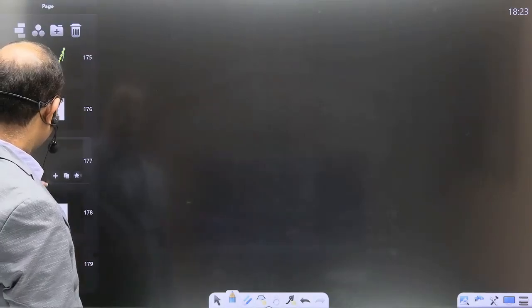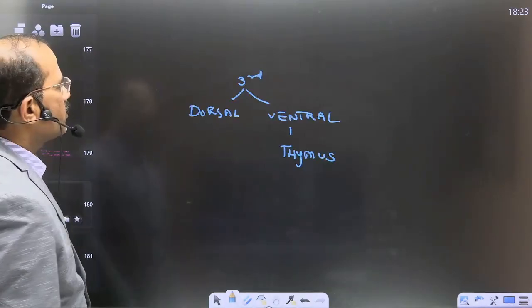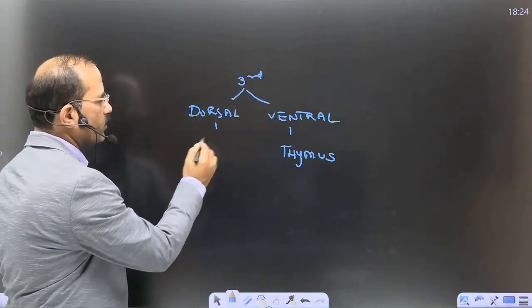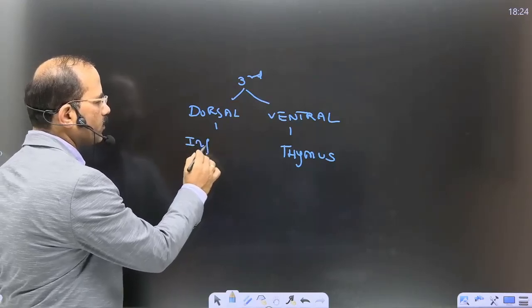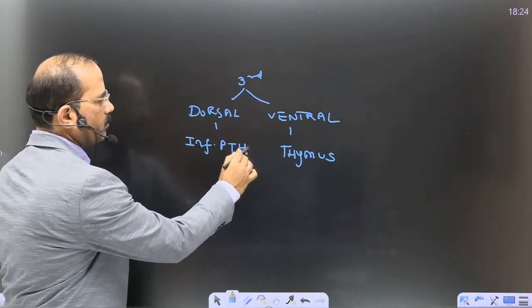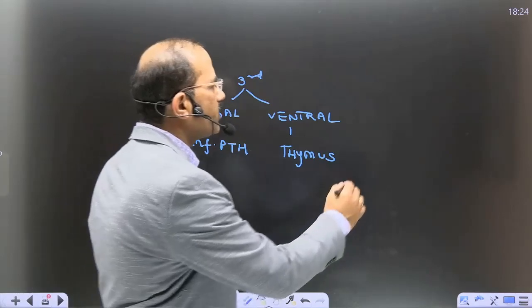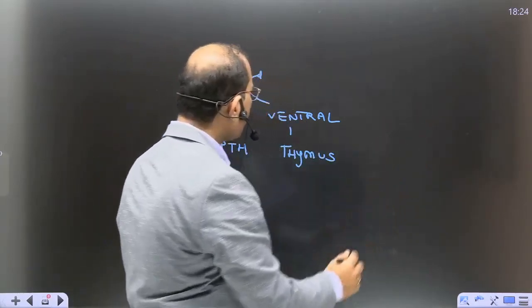Okay, so where was that slide which we had written? One moment. Yeah. So the third endodermal pouch divides into a dorsal and ventral. The ventral forms the thymus and the dorsal forms the inferior parathyroid gland. What happens to the fourth endodermal pouch? I mean, this is the third.